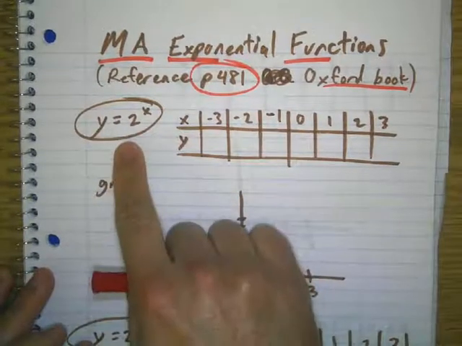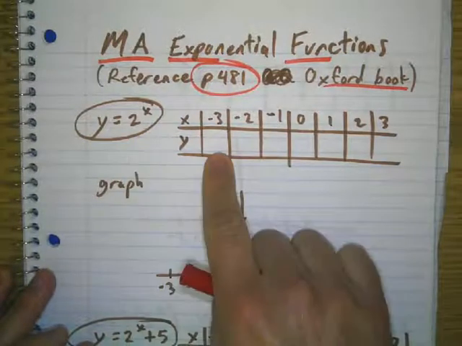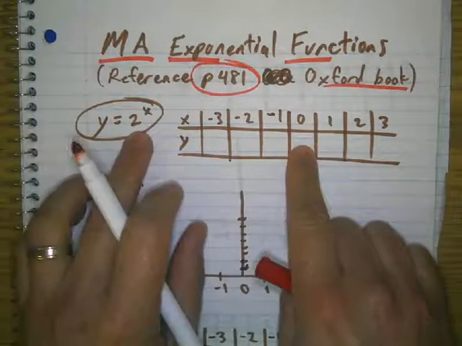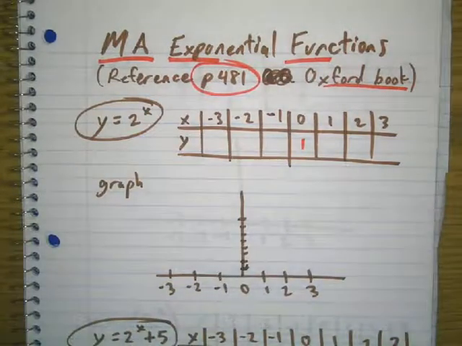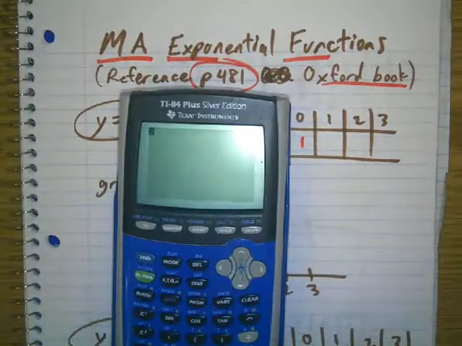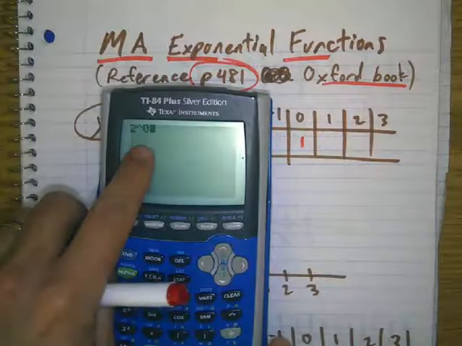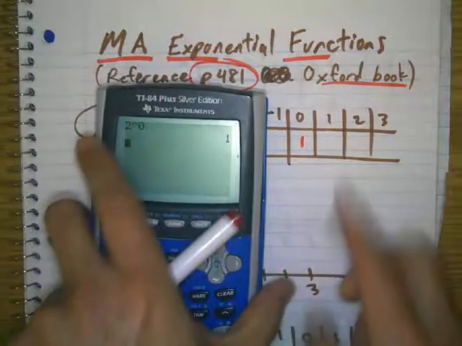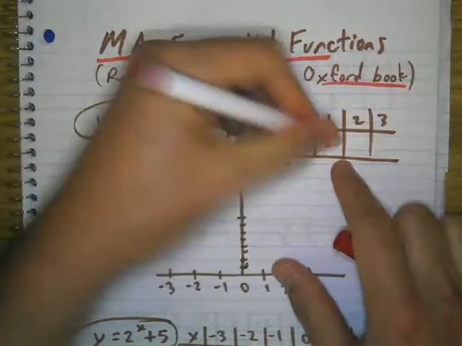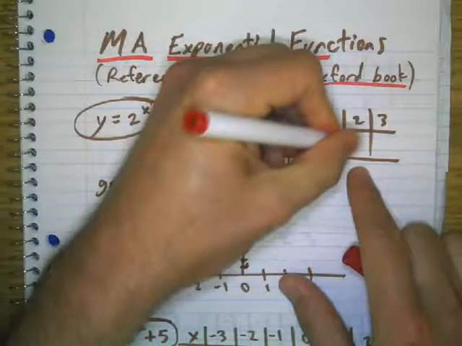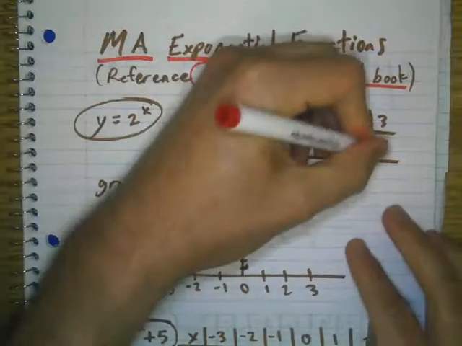Okay, so here we go. What if my function is like this? Y equals 2 to the x power. All right, so anything to the 0 power, 2 to the 0 power, gives us 1, right? And you could always check with your calculator, 2 caret 0, anything to the 0 power is 1. Okay, now 2 to the power of 1 is 2. 2 squared, 2 times 2 is 4. 2 cubed is 2 times 2 times 2, which is going to give me 8.